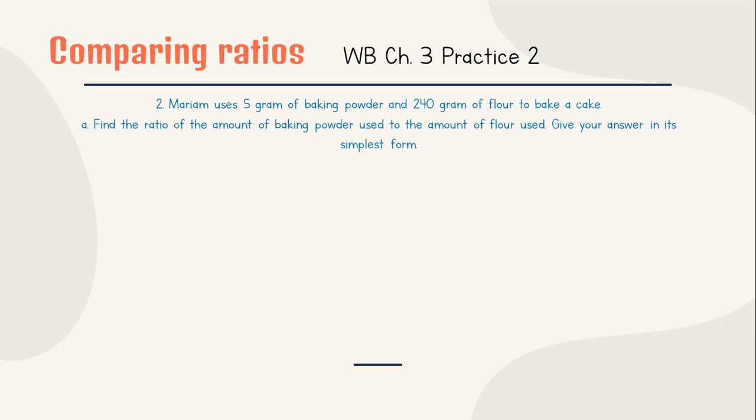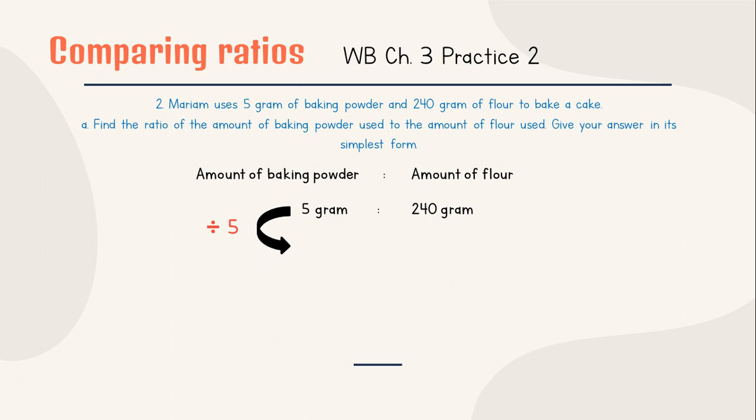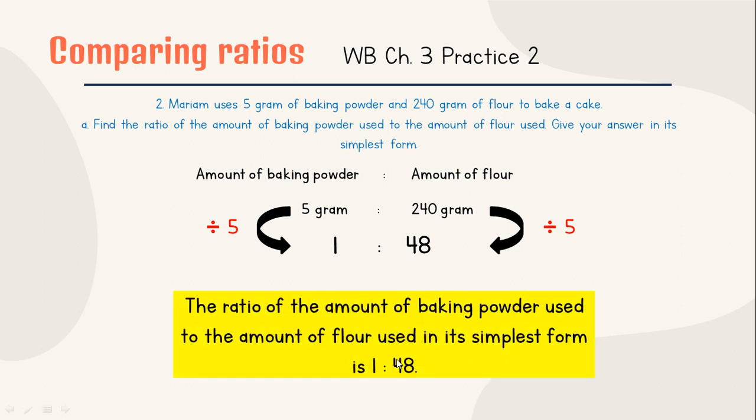Now go to number 2. It's kind of a lot, this one. Mariam uses 5 grams of baking powder and 240 grams of flour to bake a cake. Find the ratio of amount of baking powder to the amount of flour used. Give your answer in its simplest form. So ratio of baking powder to flour will be 5 to 240. But is that the simplest? Of course not. So how can we make it into the simplest? By dividing by 5. So the simplest form is 1 to 48.